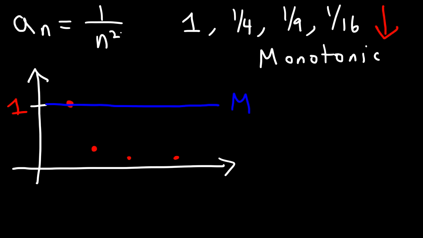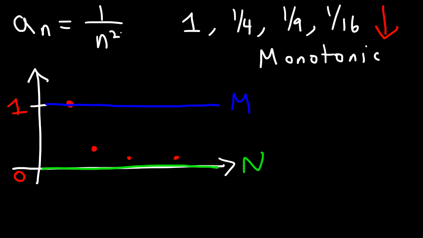Now, is it bounded below somewhere? A sub n, which is 1 over n squared, is always going to be positive. Anytime you square something, you're going to get a positive result. And so, whenever you have a function that is always positive, the lowest value it can ever be will be 0. So we could say that it's bounded below at 0. It never really touches 0, but it's going to get close to 0.